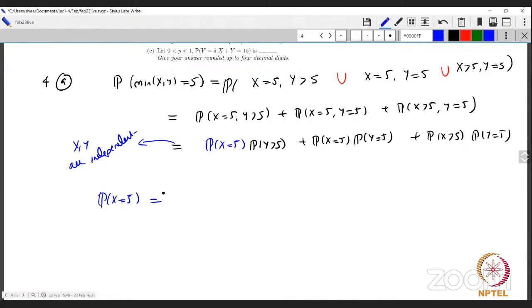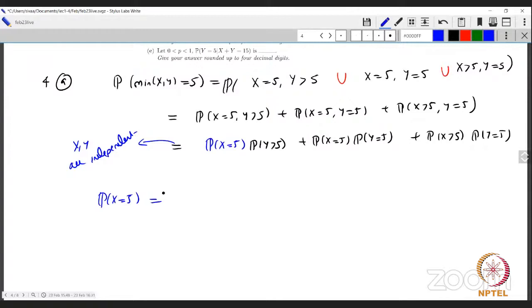But we know that x is geometric p. That's the same as the blue. But we also know y is geometric p. So all this is the same. So probability y equal to 5 is the same as probability x equal to 5, which is the same as this. So that's easy to do, right?